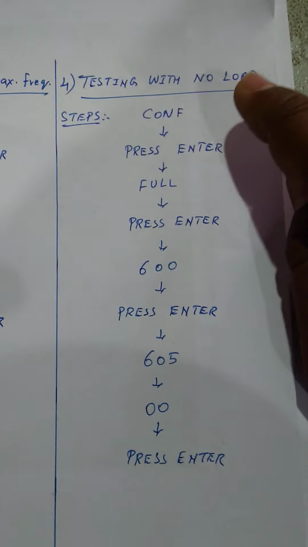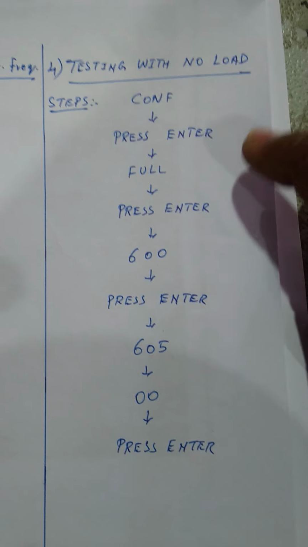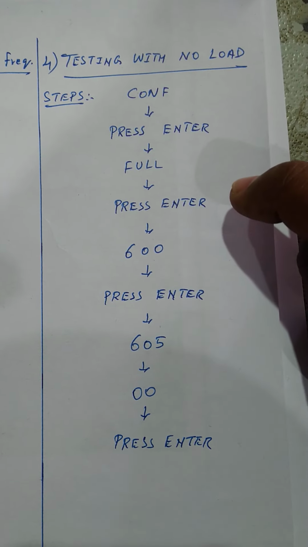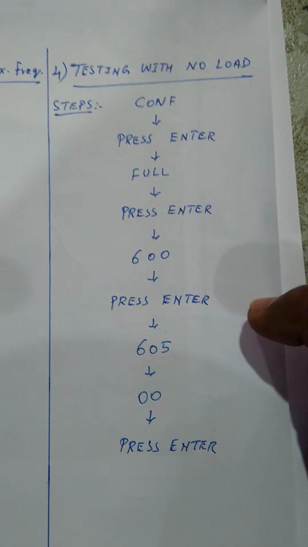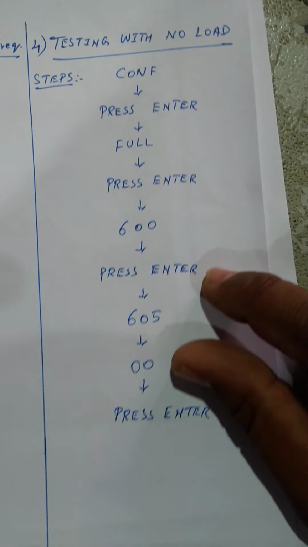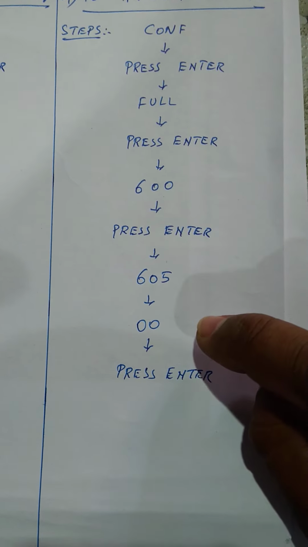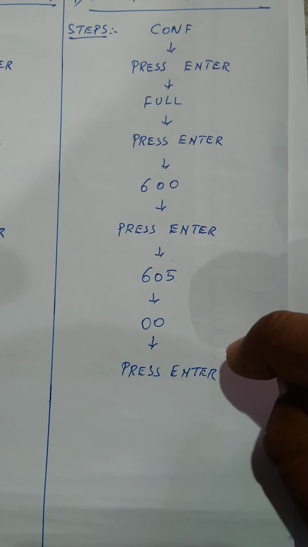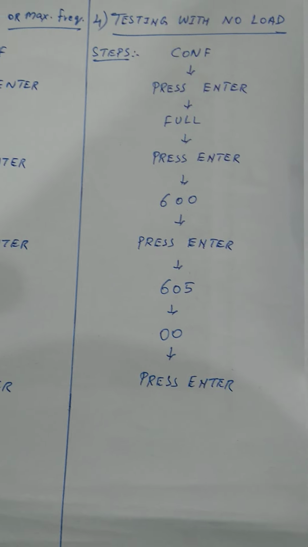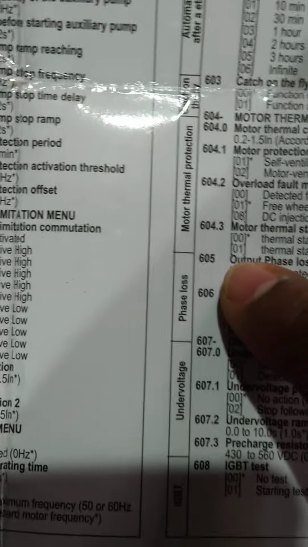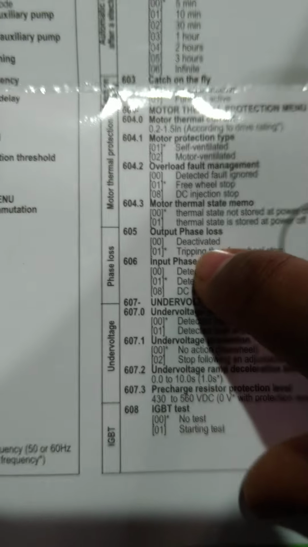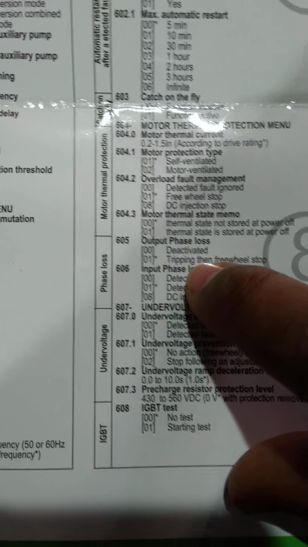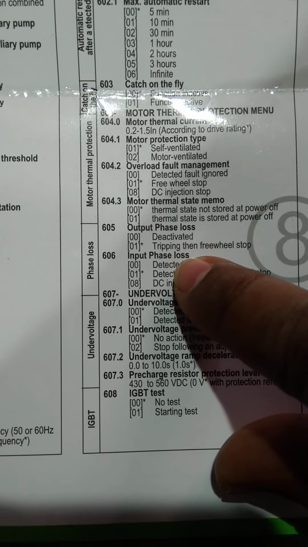So the first is configuration, press enter, then go to full, then press enter, then 600, then press enter, then 605, then we have to define it as 00, then press enter. Okay, now check it out. What is 605? Okay, 605 is here. 605 output phase loss. 00 means deactivated and 01 tripping, then free wheel stop.